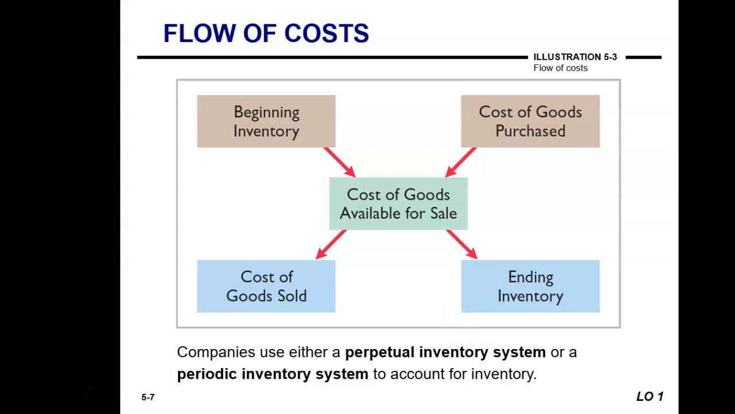There are 2 different types of inventory systems: what's known as the perpetual inventory system and a periodic inventory system. Most corporations now use the perpetual inventory system, so that would be our main focus, how to record inventory using a perpetual inventory system.